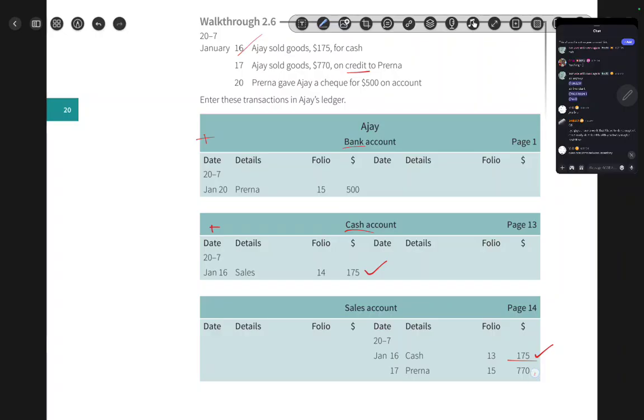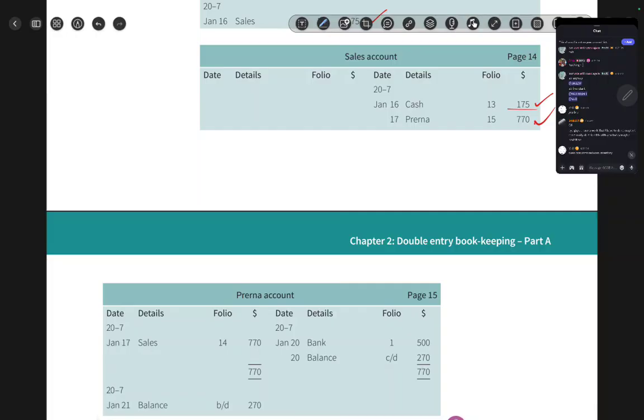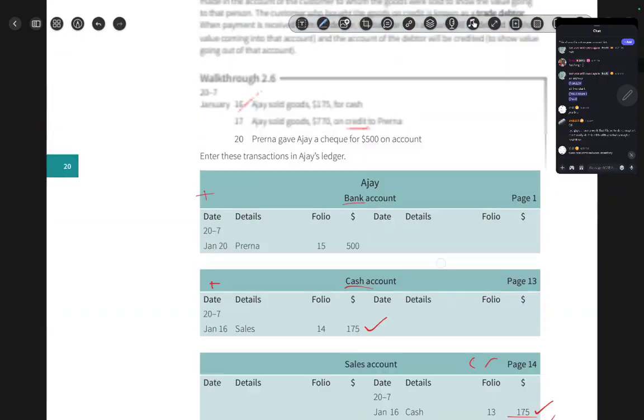Over here, our sales are increasing, so we credit the sales account and we debit Prerna because she's receiving the goods, right? Debit the receiver, credit the giver. Sales is giving the goods to Prerna, debit Prerna by 770.